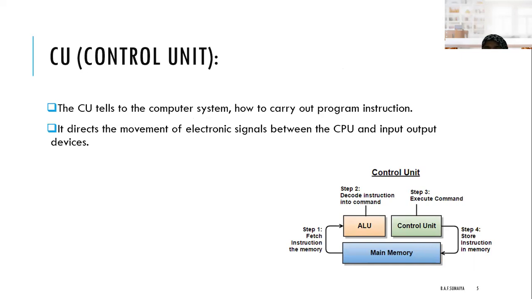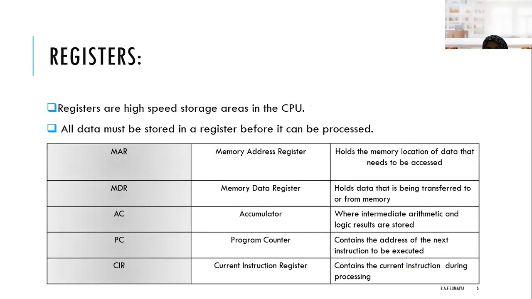From main memory to ALU, it carries step 1, fetching the instruction from the memory, and ALU step 2, decoding the instruction into command and executing the command in the control unit. Step 3, and step 4 is the control unit to the main memory, storing the instruction in memory.